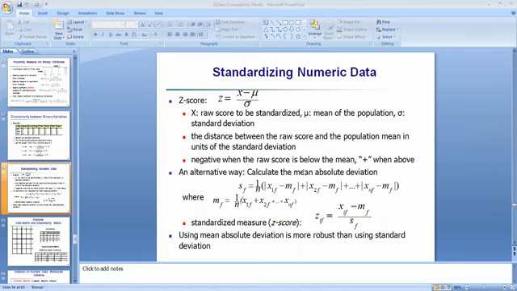That means for a positive Z score, the raw score should be above the mean. This x should be more than the mean. If it is lower than the mean, the Z score will be negative. So this is exactly what the Z score is.